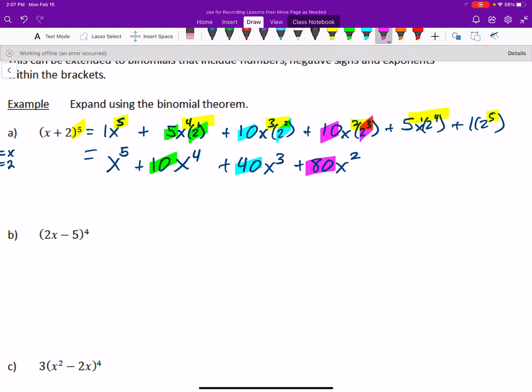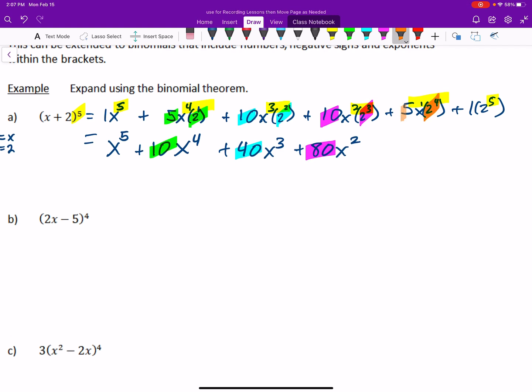2 to the 4 is 16. And 16 times 5 is 80, so that's 80x. And then 2 to the 5 is 32, and 32 times 1 is just 32, isn't it? So there's my final answer. Again, the highlighting is just showing where things come from. Obviously, the highlighting is not part of the answer. It's just letting you see where stuff comes from. So my answer to x plus 2 to the 5 is x to the 5 plus 10 times x to the 4 plus 40 times x cubed plus 80x squared plus 80x plus 32.